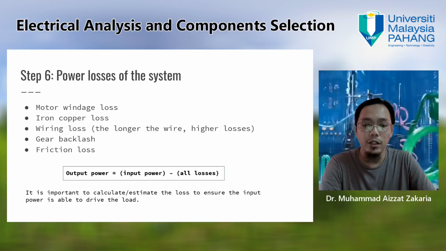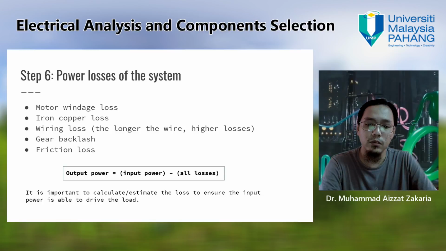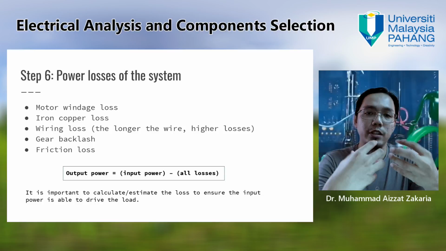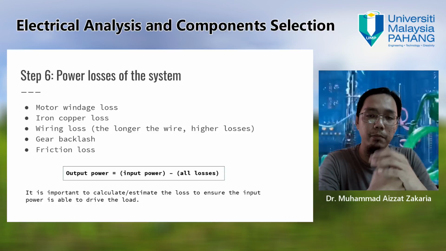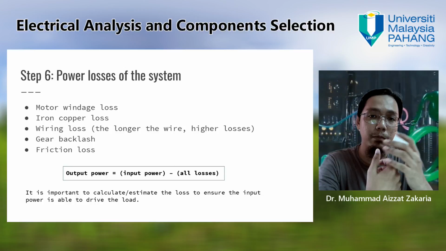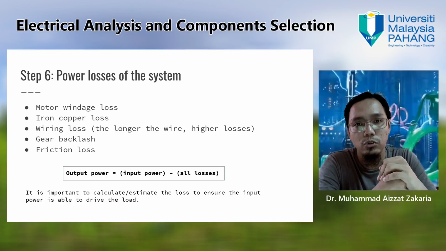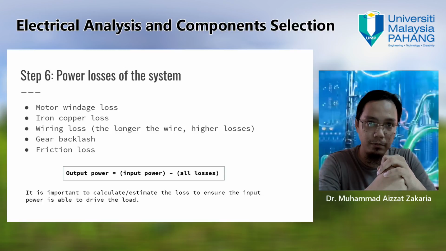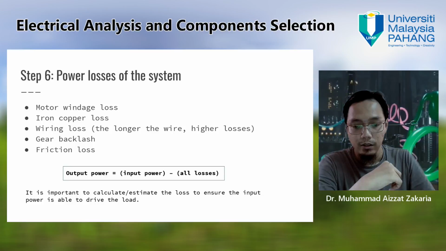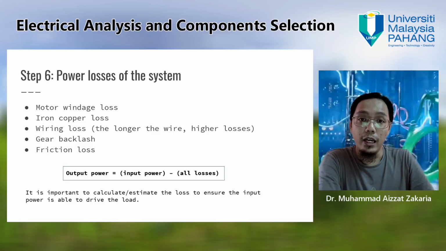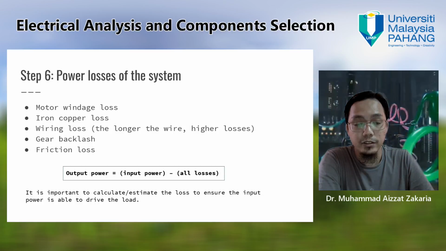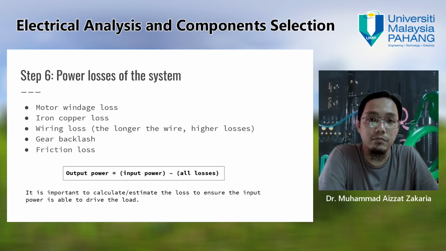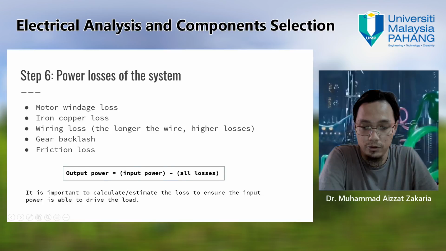So for example, my theoretical calculation is 100 watts of power, plus loss, maybe my loss is about 5 watts. So I need at least 105 watts of power to run my system, considering the loss. It is important to estimate the loss to ensure the input power is able to drive the load. If you do not consider the loss, then you will have a problem moving your system.